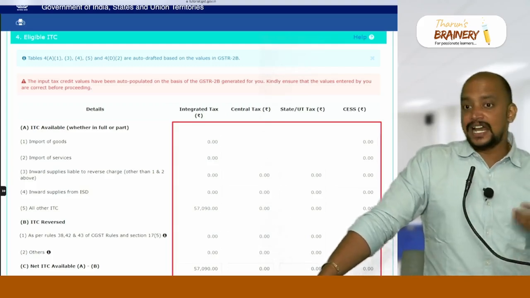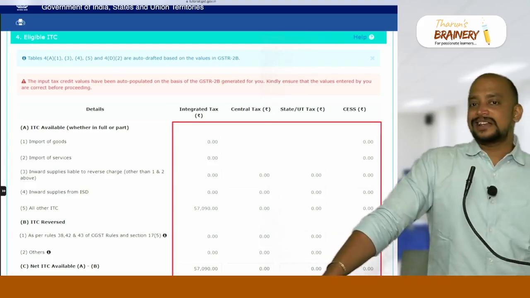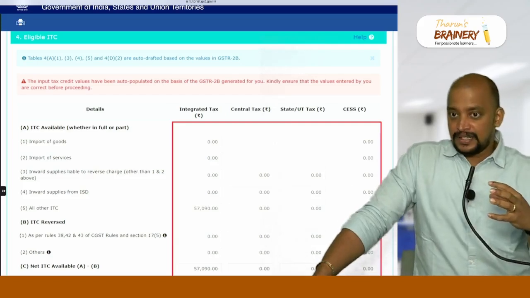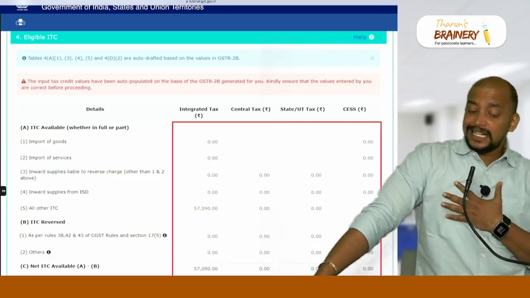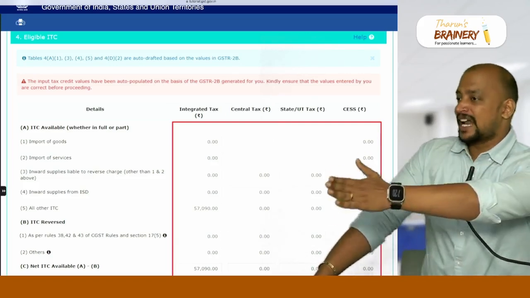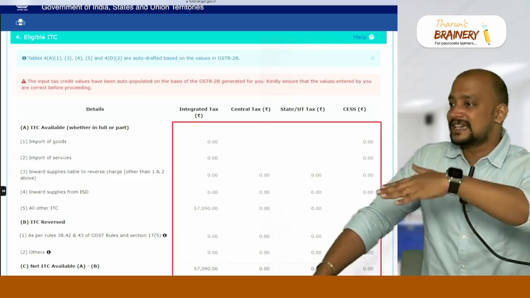Why will I be able to take excess ITC? Because the law says that not the matched ITC that we need to avail. We can avail the self-assessed ITC. So what is the difference between matched ITC and self-assessed ITC? We will learn in the input tax credit chapter. Because of certain reasons, we can take the excess ITC also.